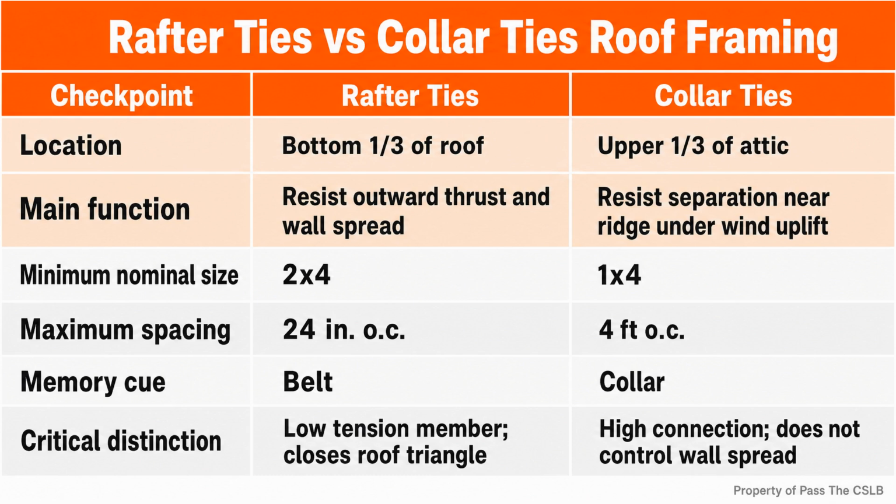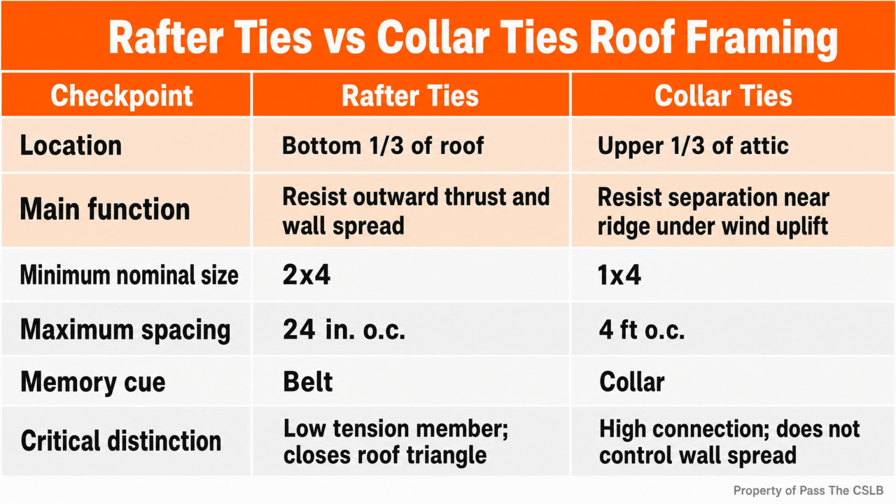I remember the locations by putting the roof on a person. The rafter tie is low, near the belt, holding the body of the roof together. The collar tie is high, near the neck, keeping the collar closed. Belt controls spread. Collar controls separation near the ridge.